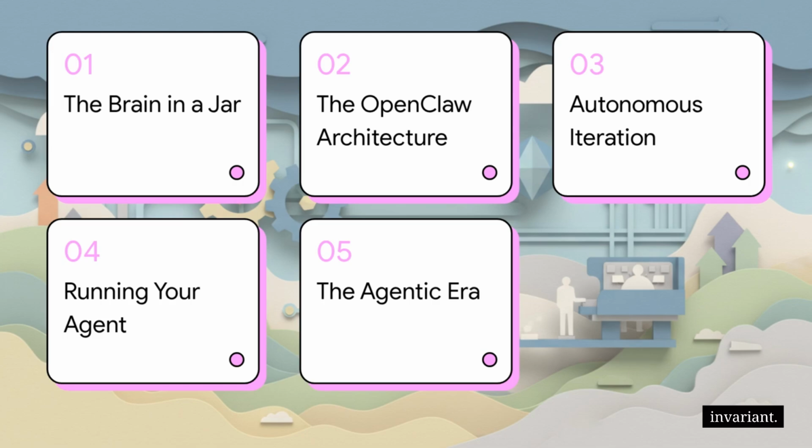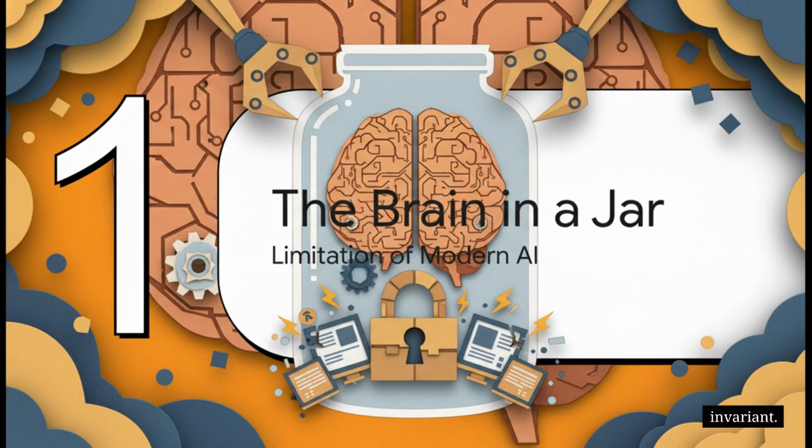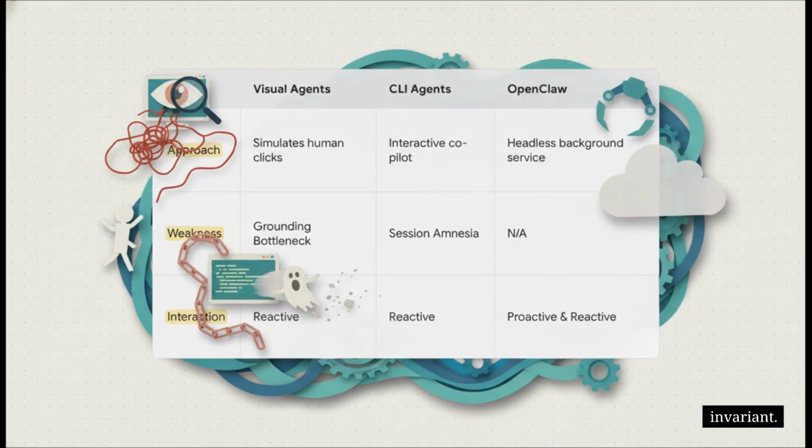Okay, let's jump in. So to really appreciate why Openclaw is such a big deal, you first have to understand the problem it was designed to solve. For all their incredible power, most modern AI models are basically digital brains floating in a jar. They can reason, they can plan, but they have no real way to interact with the world. They can tell you how to write a piece of code, but they can't actually open a file and write it.